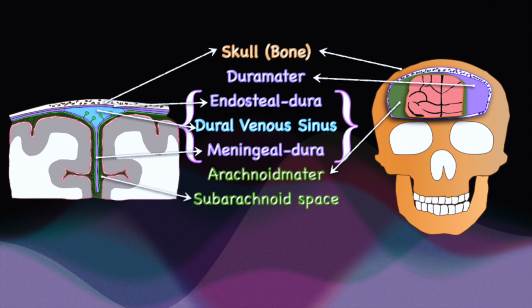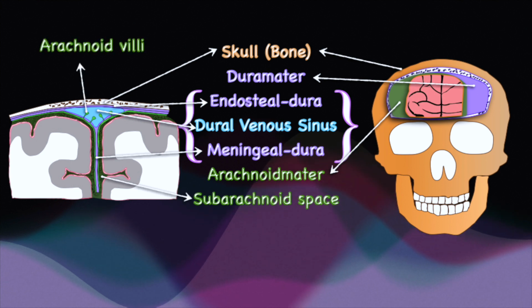These are present in some places and they are called arachnoid villi. These are the places where the CSF is absorbed back into the blood. So you can see this thin pinkish membrane which is following the contour of the brain. It is called pia mater.